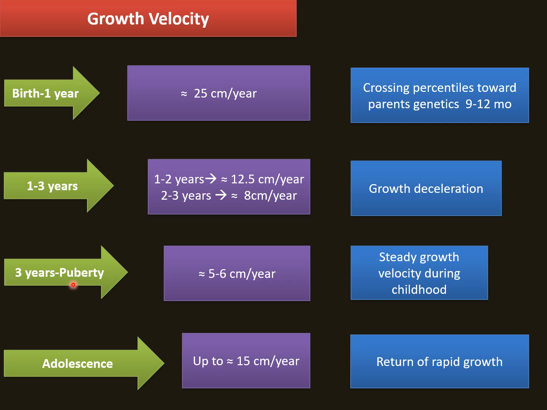Between 3 years and puberty, the growth rate will be steady and it will be about 5 to 6 centimeter per year. During adolescence, the growth rate starts to speed up again and it can go up to 15 centimeter per year approximately. And this is what is well known as growth spurt.